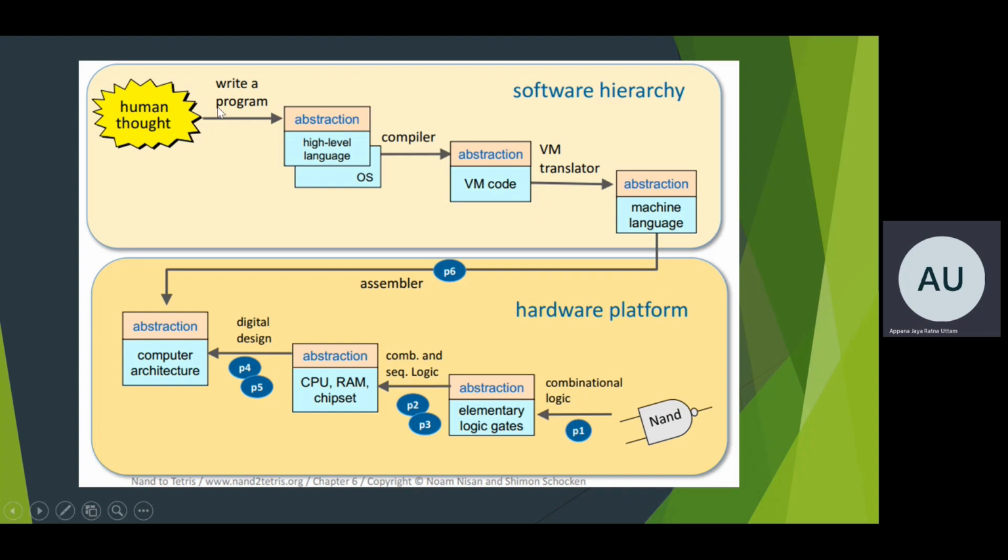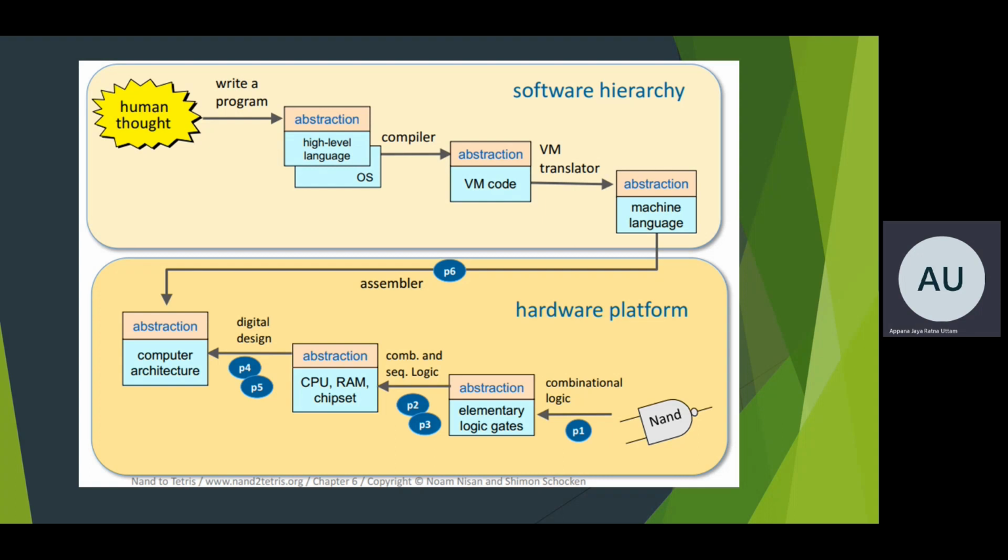And when we get a thought, we write a program. We want to execute that through high-level languages. It is compiled through a compiler, and then there is a thing called the VM translator. It will turn the high-level language code into machine language code, and using an assembler, the machine language code can be passed through the computer architecture and the operations can be done through CPU, RAM, chipsets, etc.